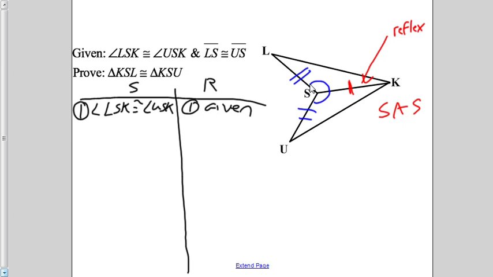So we can move on, right? What's step 2? LS is congruent to US, and that's by what? Given. Does that say something's congruent to something? So we can move on, right? Okay. Let's go to number 3.